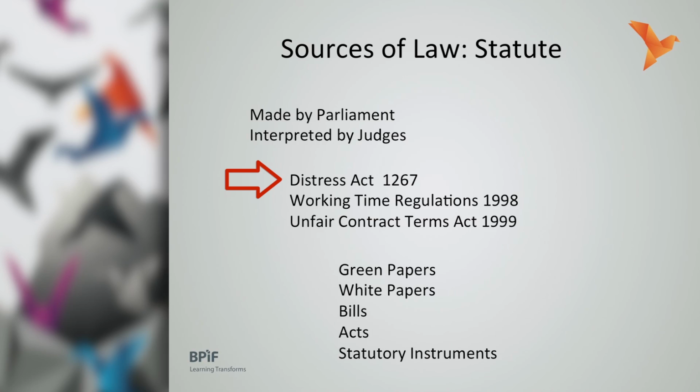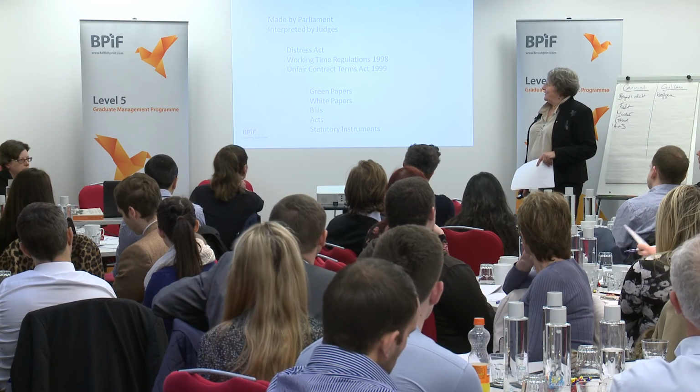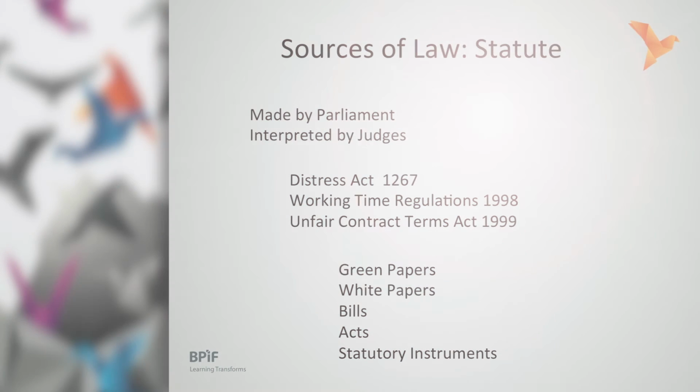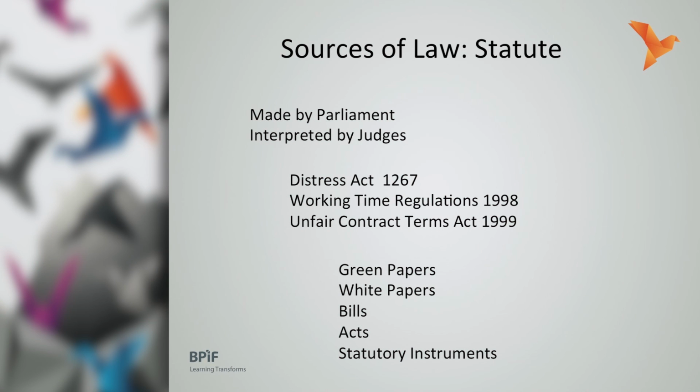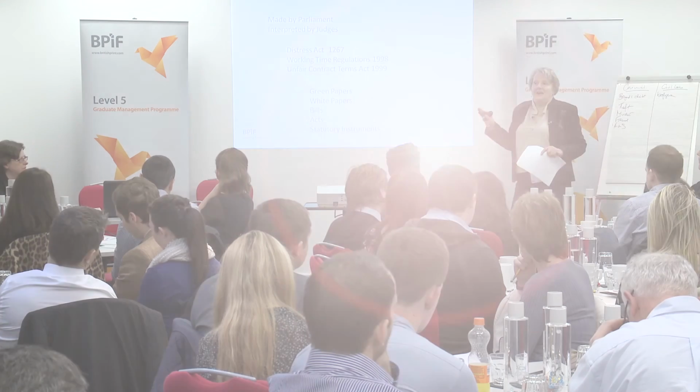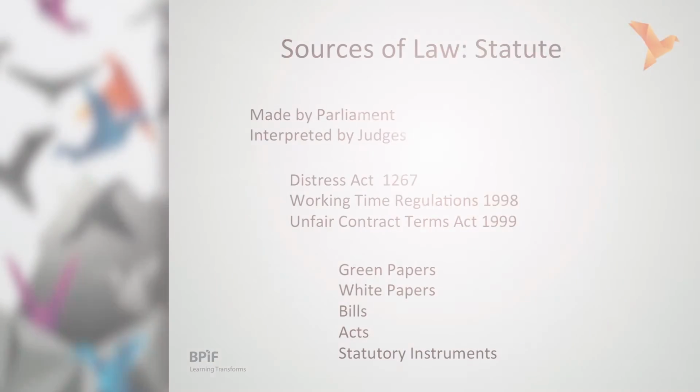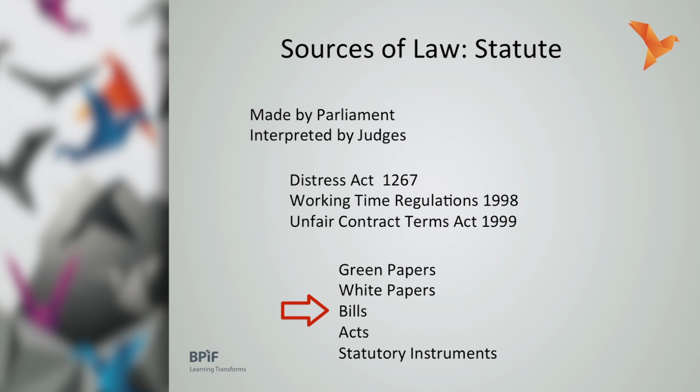The Distress Act is the earliest Act of Parliament that is still extant, i.e. it hasn't all been repealed, it's still in use. The Distress Act of 1267 said that any dispute that you have must be dealt with in a court of law. In terms of how the statutes come about, the Green Paper is a proposal. White Papers then are after the Green Paper. That will include proposed legislation as a result of the consultation on the Green Paper. The Bill is when the legislation has been drafted and is going through Parliament. When it's finally passed by Parliament, it becomes an Act.